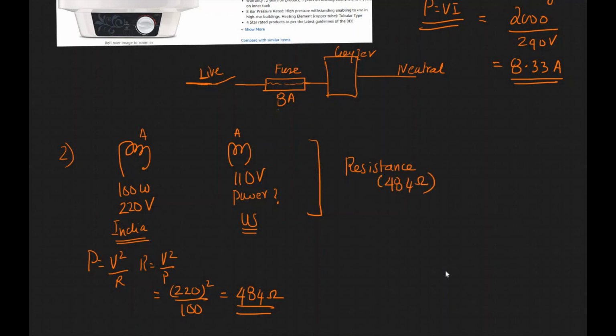Now you take it to the US and you plug this resistance into 110 volts. So your power output would be equal to V squared by R, and that'll be 110 squared divided by 484, and that's equal to 25 watts. So you take this 100 watt bulb from India and you plug it in the US, your power output of that bulb will be only 25 watts.